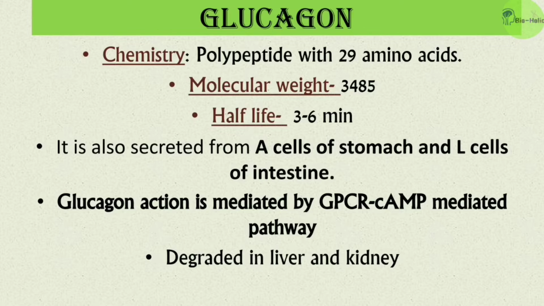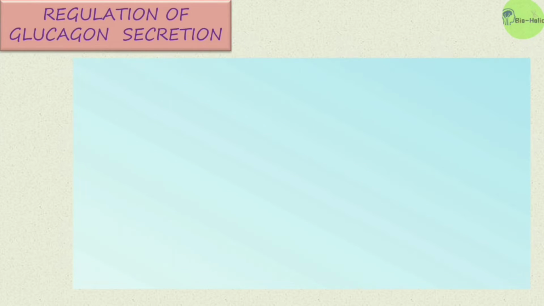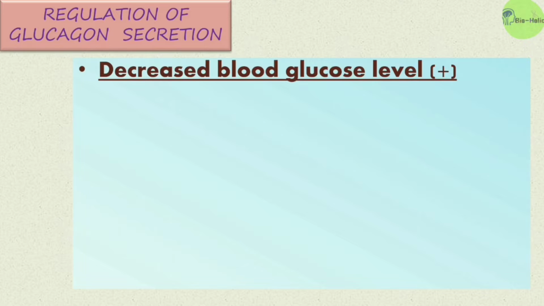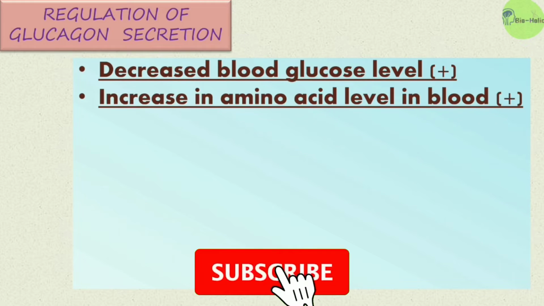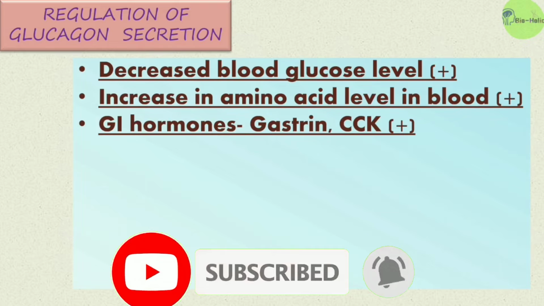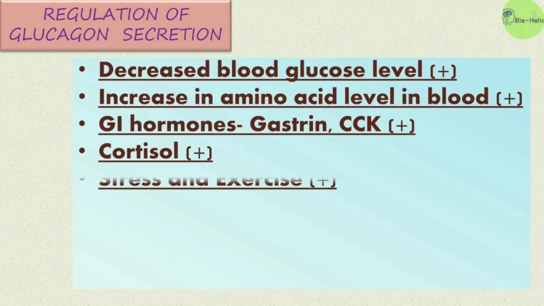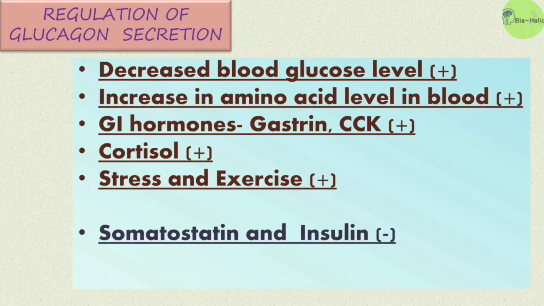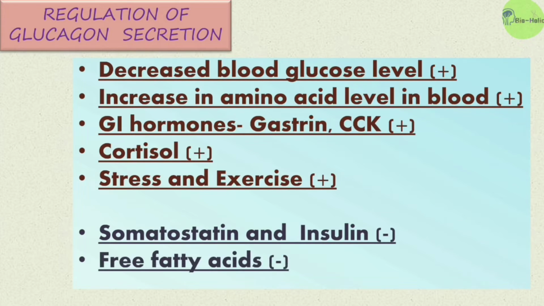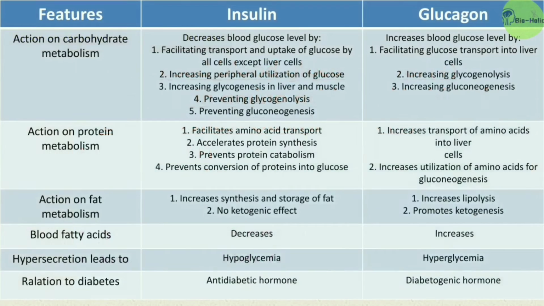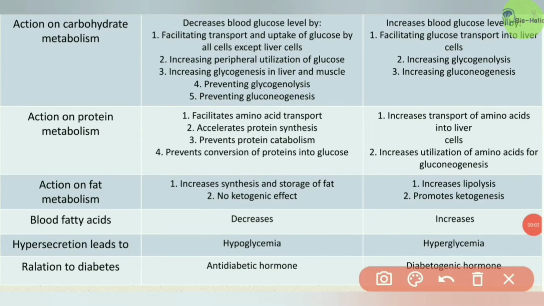Glucagon secretion is regulated by the decreased blood glucose level, by the increase in amino acid level, by the GI hormones gastrin and cholecystokinin, and by the action of cortisol. And lastly, the stress and exercise also enhances glucagon secretion. But on the other hand, insulin, somatostatin and free fatty acids inhibit glucagon secretion. Clear? Insulin and glucagon has antagonistic action.